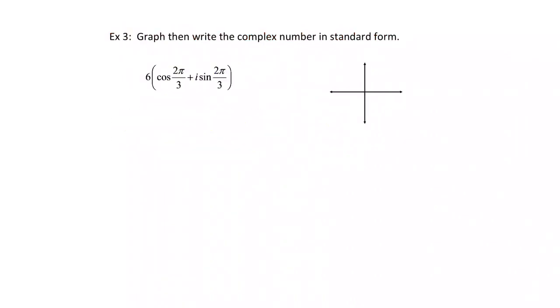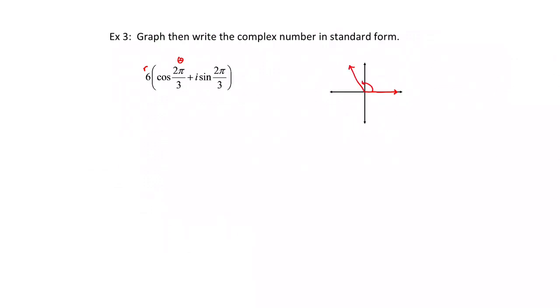All right, and the last example I want to look at here is I want to graph, then write the complex number in standard form. So to graph it, your r value is 6, and your theta is 2 pi over 3. So just to sketch this out, you would have this as your initial side, or actually your polar axis, I should say. And then 2 pi over 3 is somewhere in this vicinity right here.